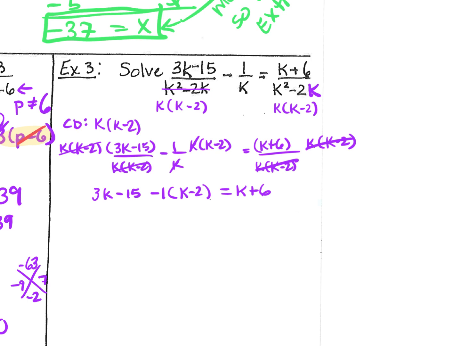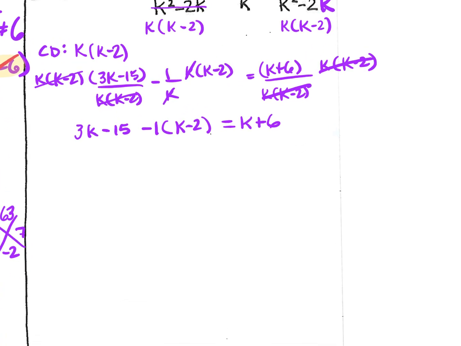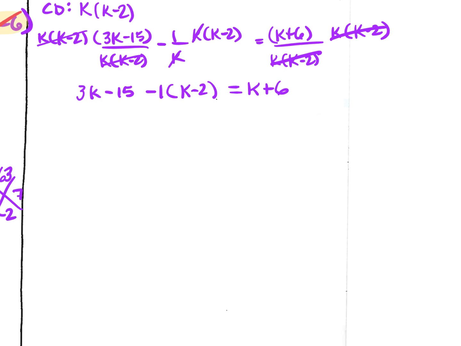Now all we have to do is work this out. Do a little distribution. So 3k minus 15 minus k plus 2. And I would like to go ahead and subtract those away. Does that make sense? Because I know it's going to have to equal 0 at the end anyway, isn't it? You got to get it equal to 0.